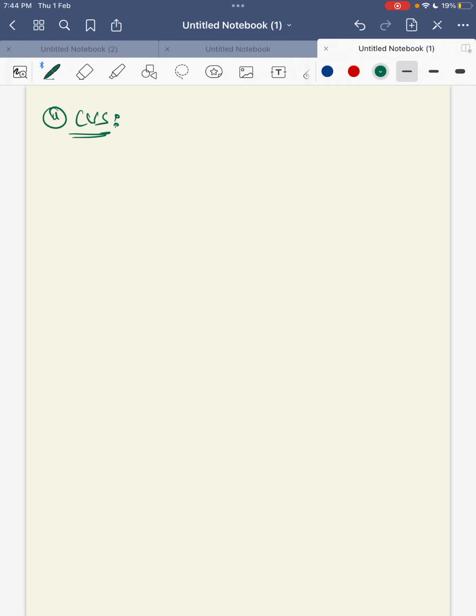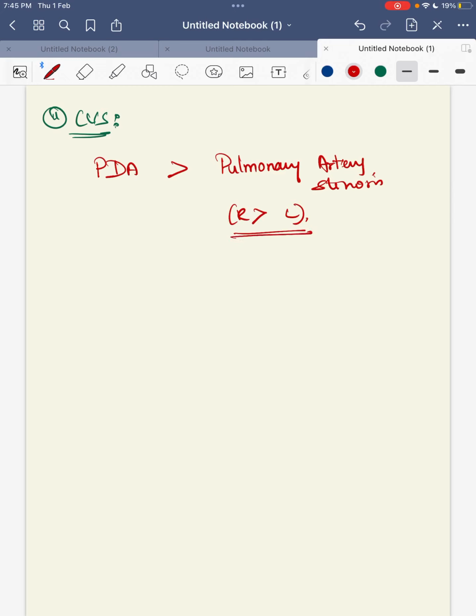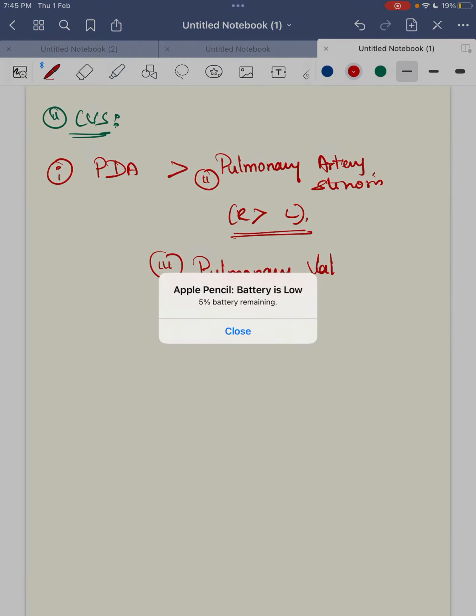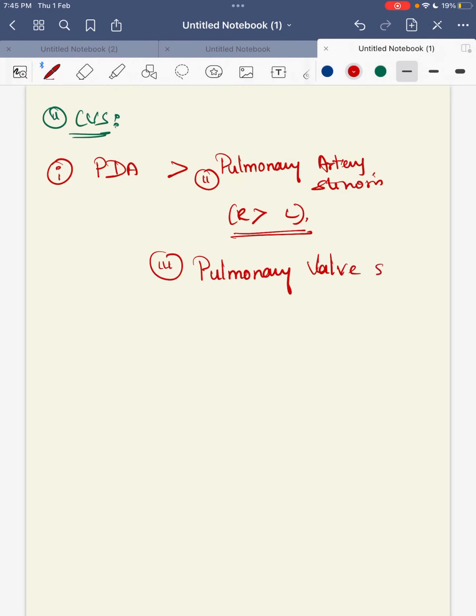Next, moving on to the cardiovascular system. They will present with congenital heart defects. What is the most common congenital heart defect in a child with congenital rubella? It is PDA. Next is pulmonary artery stenosis. Among pulmonary artery stenosis, the right side is more involved than the left, so you should remember that. Right pulmonary artery stenosis is more common than left. PDA is first, second is pulmonary artery stenosis, and third is pulmonary valve stenosis.